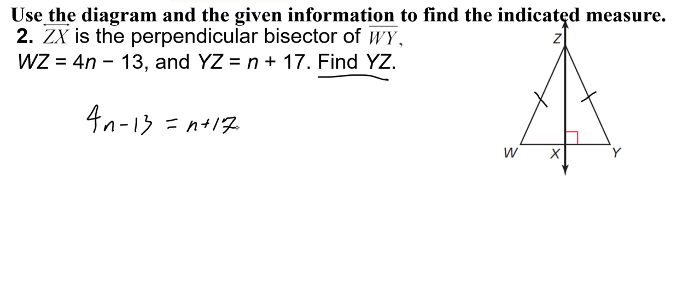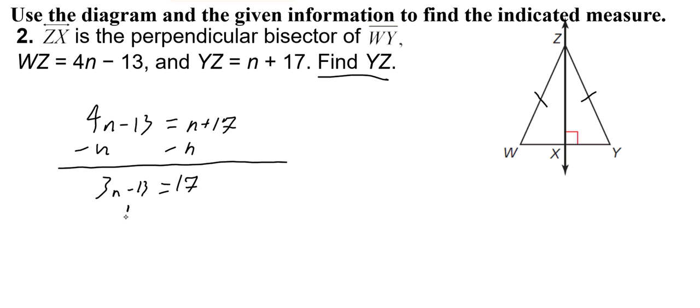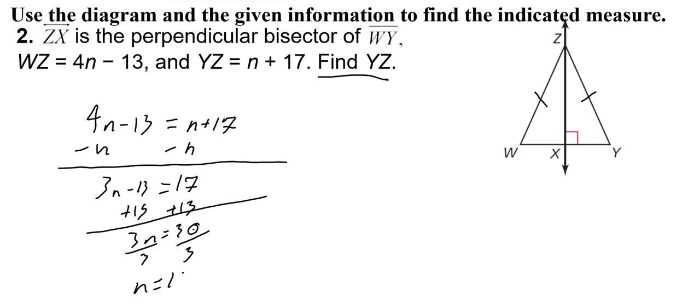Get all my N's on one side, so I'm going to subtract N. Make sure to line up my equal signs, so I get 3N minus 13 equals 17. I'll get my constants on the right side, so I'm going to add 13 to both sides. I get 3N is equal to 30. Divide by 3 on both sides. So I get N is equal to 10.